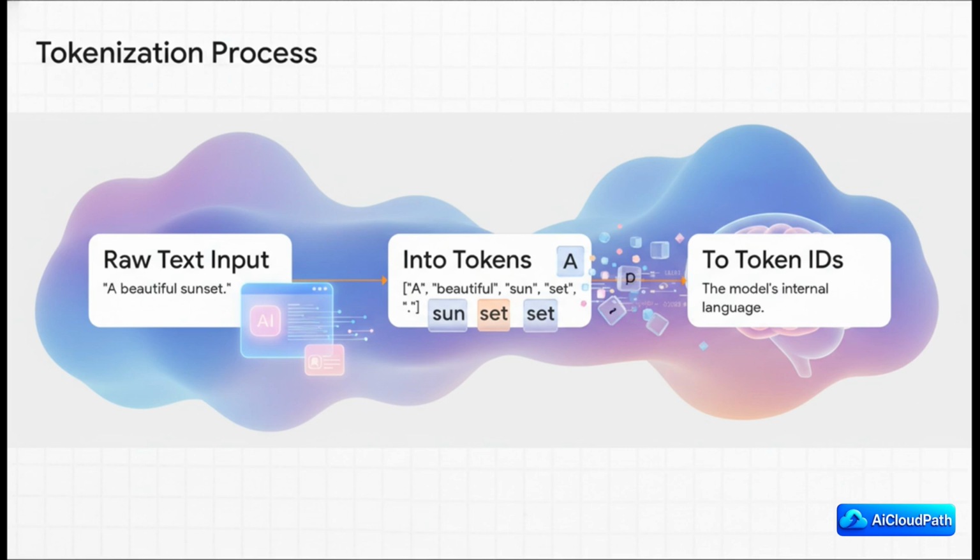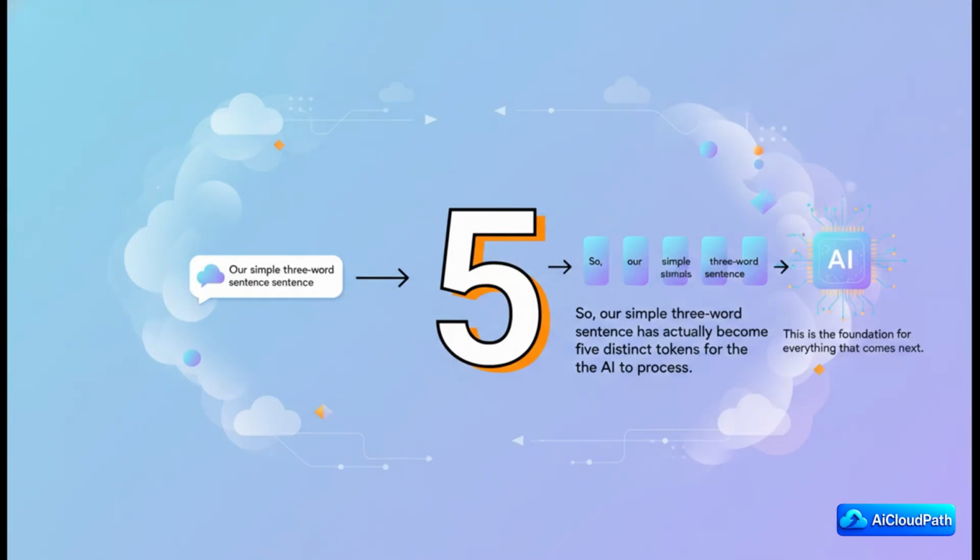Then each of these is assigned a special numerical ID, which is the only language the model really gets. So there you have it. Our simple three-word sentence is now 5 distinct tokens in the eyes of the AI. And this numerical version is the launchpad for everything the AI is about to do.